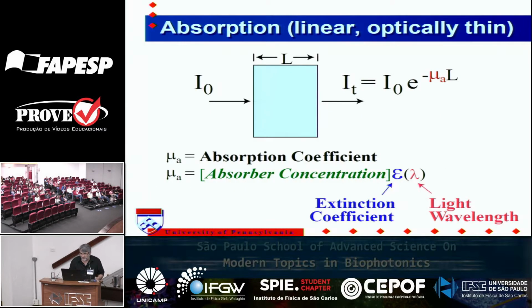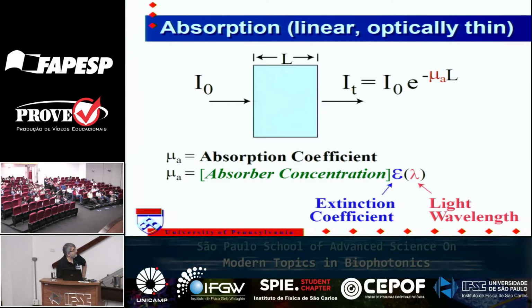So the big workhorse for everybody is absorption. This is just linear absorption. This is an optically thin sample, so that means that there's relatively little absorption in this sample, okay? So just imagine that I have water, and I put a dye in the water. I shine some light intensity I0 on the sample, and I measure some transmitted intensity.